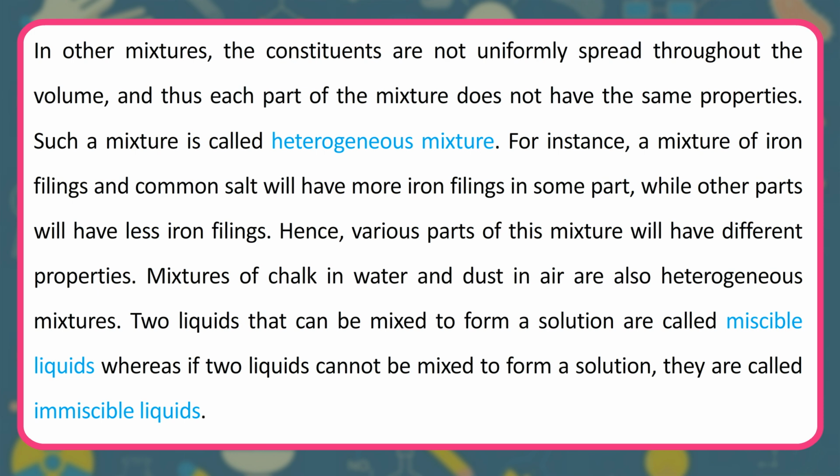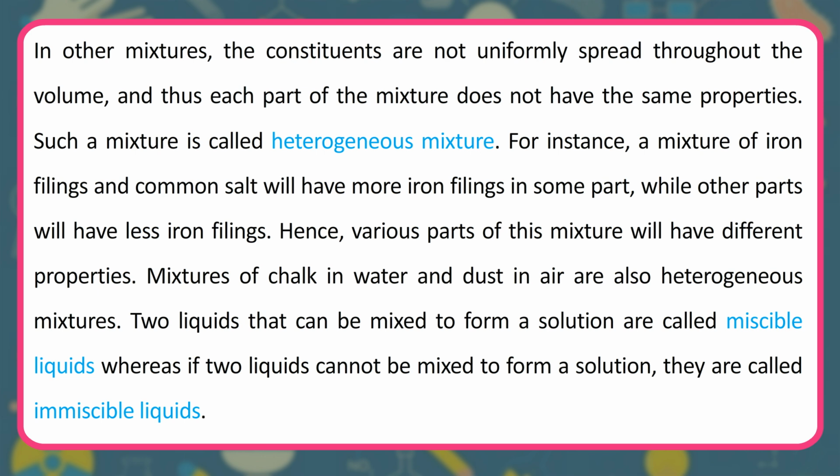In other mixtures, the constituents are not uniformly spread throughout the volume, and thus each part of the mixture does not have the same properties. Such a mixture is called heterogeneous mixture. For instance, a mixture of iron filings and common salt will have more iron filings in some part, while other parts will have less iron filings. Hence, various parts of this mixture will have different properties. Mixtures of chalk in water and dust in air are also heterogeneous mixtures.